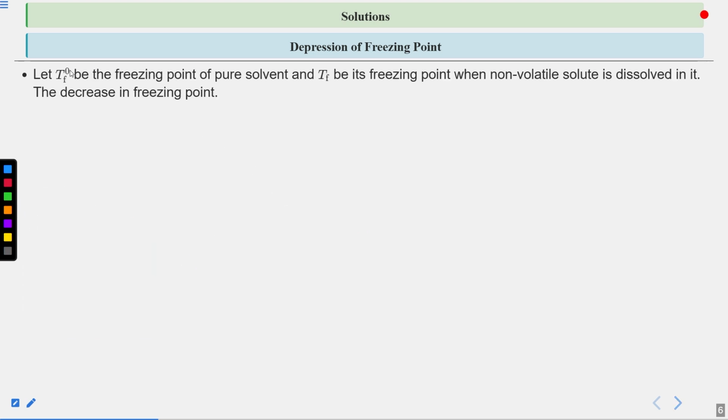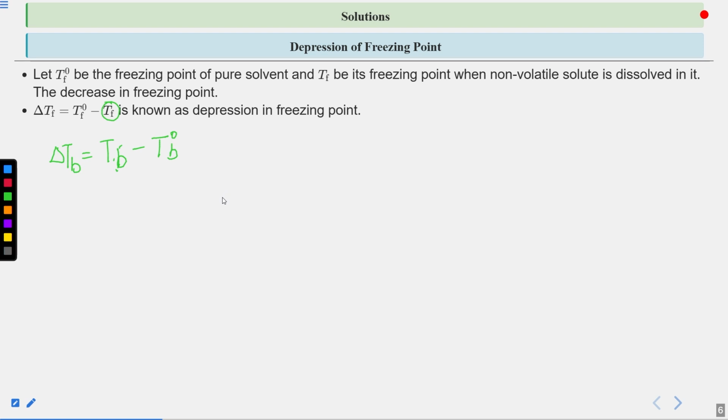Then, if we consider T naught F as the freezing point of the pure solvent and TF as the freezing point of the solution after the addition of the non-volatile solute, then the decrease in freezing point can be written as T naught F minus TF. Now remember students, whenever we write delta TB, it is final boiling point minus initial boiling point. But in case of the freezing point, it is initial minus final, because we can't take it negative, as TF is less than T naught F.